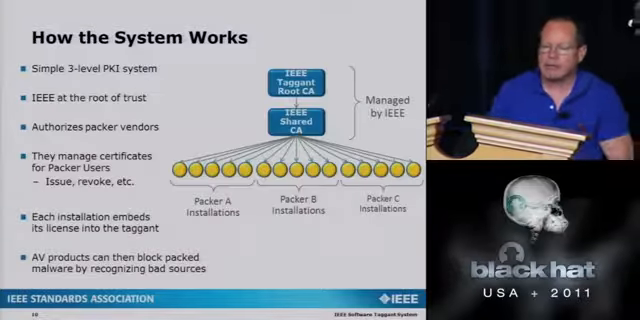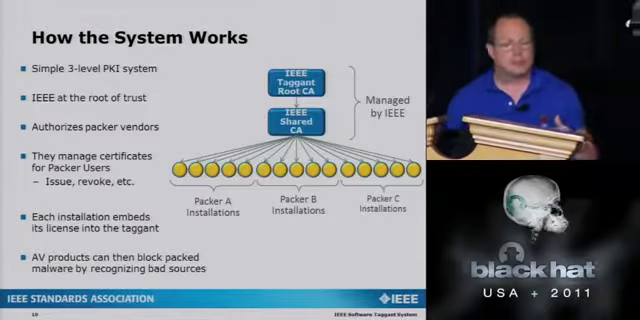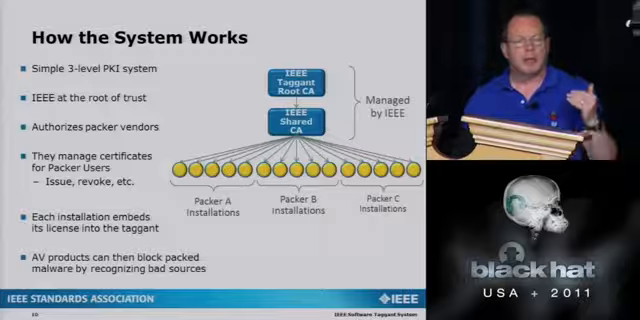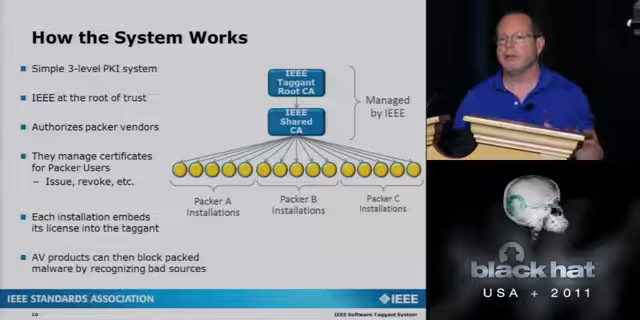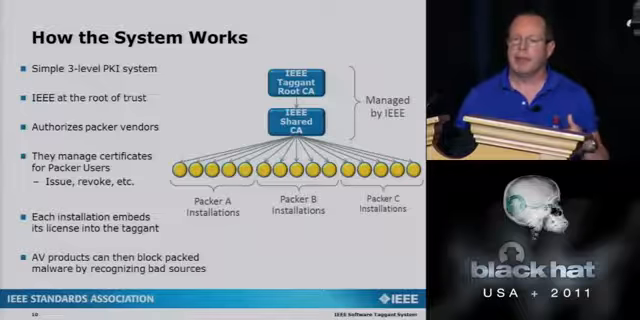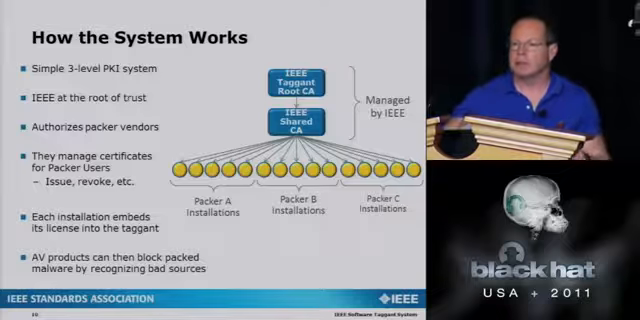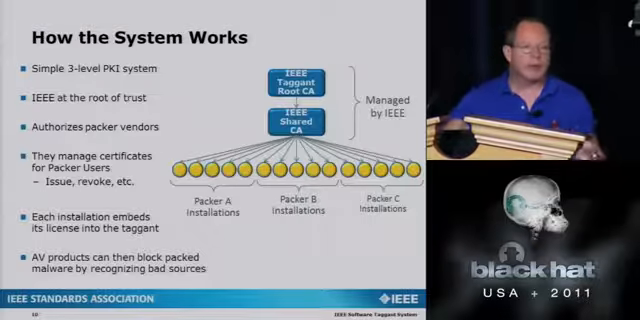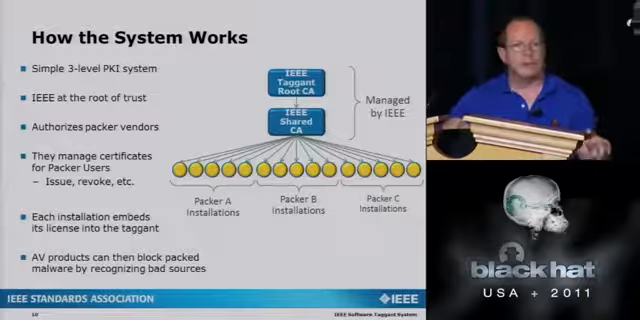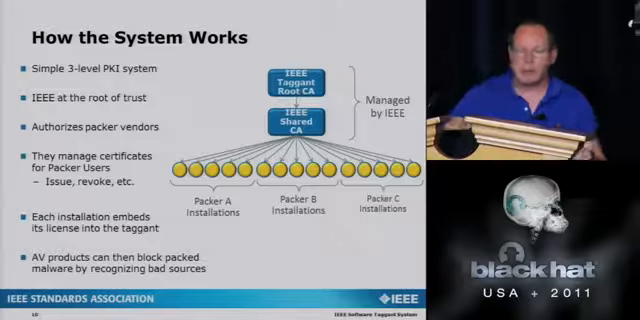Okay, let's talk a little bit about how the system works. It's a 3-level PKI system. IEEE is at the root of the trust, and we authorize Packer vendors. When we do that, we generate a unique identifier for them and give them access to the PKI system that allows them to create licenses for their users under this system. They manage the certificates for the Packer users. They issue them. They can handle revocation, as can IEEE.